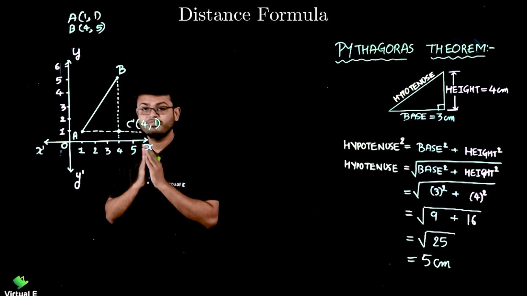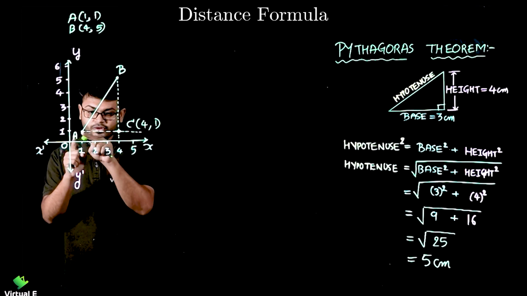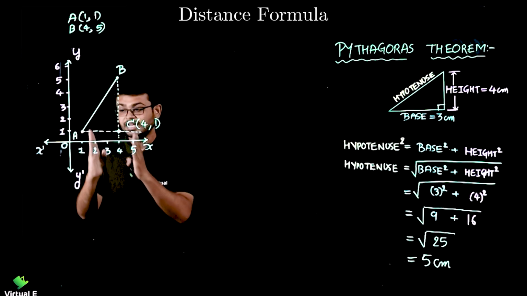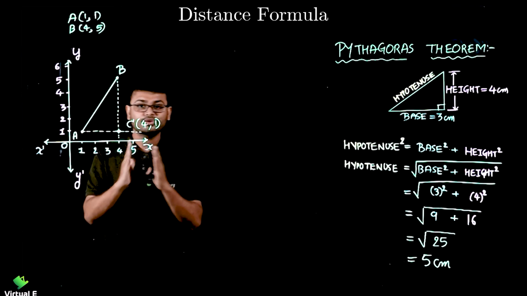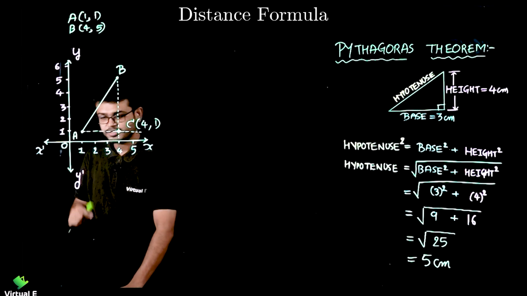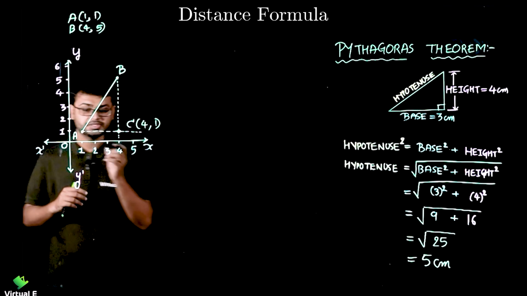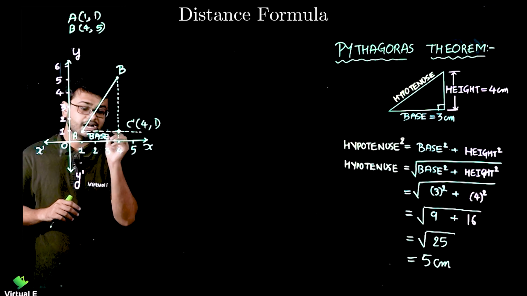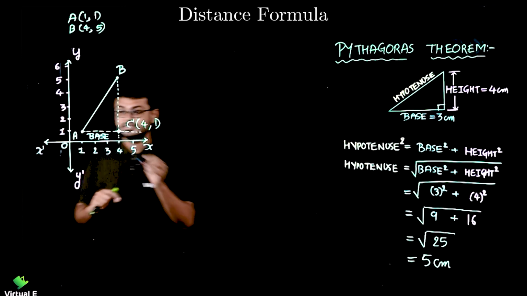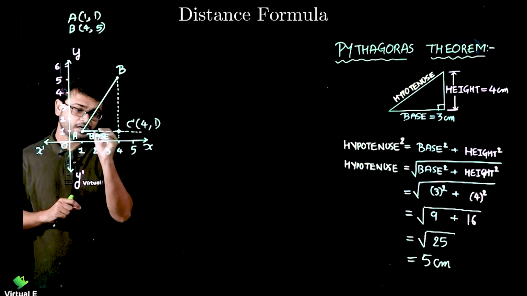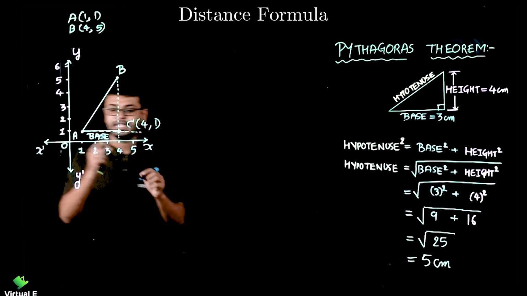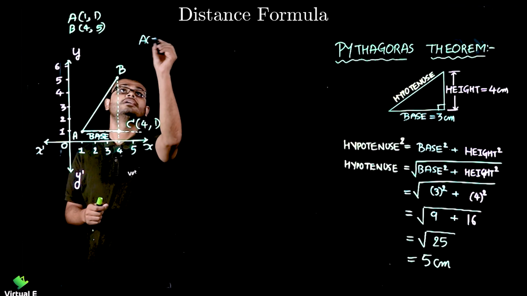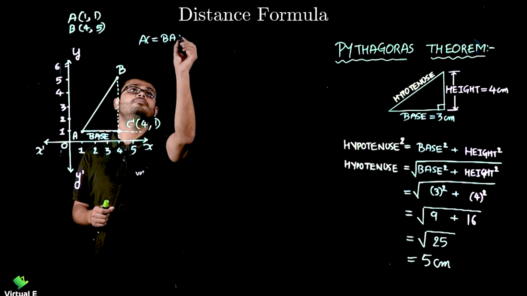If you want to find AC, how can I get the AC? Think, I want the base. Let me label over here so you'll get a better idea and can compare with the Pythagoras theorem. So this is the base, this line. How can I get the value of this line, which is AC? Can I label here that AC is equal to base?